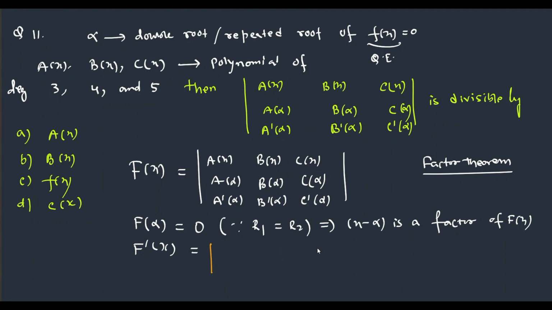You have to do the derivative of the first row. The first row derivative is a dash x, then you have b dash x, then you have c dash x. The remaining rows you can't change, they will be a alpha, b alpha and c alpha, and the third one is a dash alpha, b dash alpha and c dash alpha.